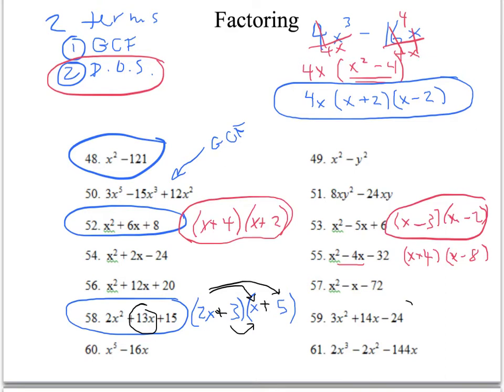So that's when you're going to do problem number 59. You're going to start with a 3x and an x, and I'll let you fill in the rest of that to factor. Number 60 looks like a GCF problem, and you will also, on number 60, factor that as a difference of squares. And I'll let you go ahead and knock out 48 through 61.